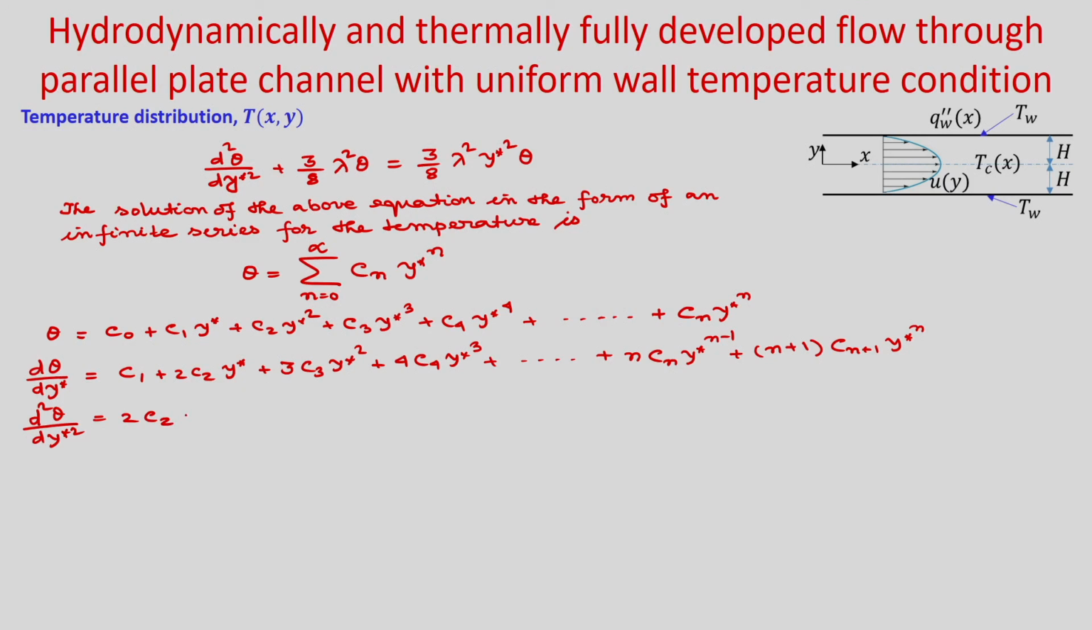it will be twice C2 plus 3 into 2 C3 y star plus 4 into 3 C4 y star square plus so on, plus n plus 1 C n plus 1 y star n minus 1, plus the next term if you write, it will be n plus 2 into n plus 1 C n plus 2 y star to the power n.